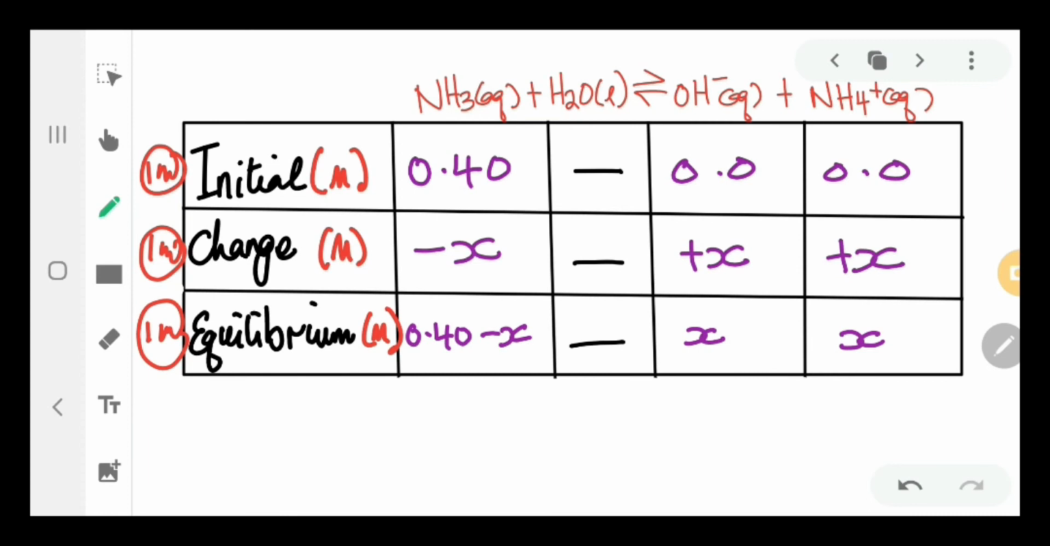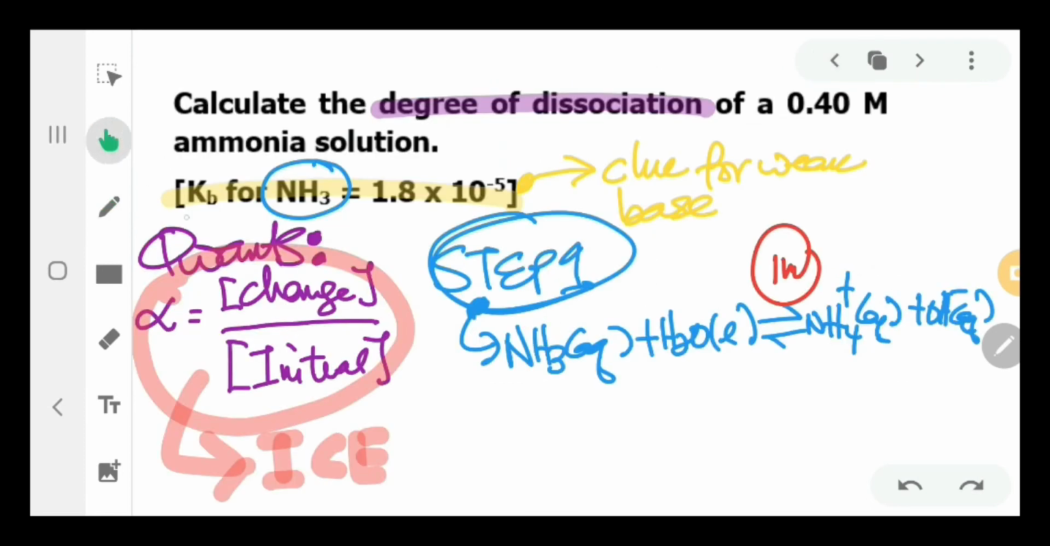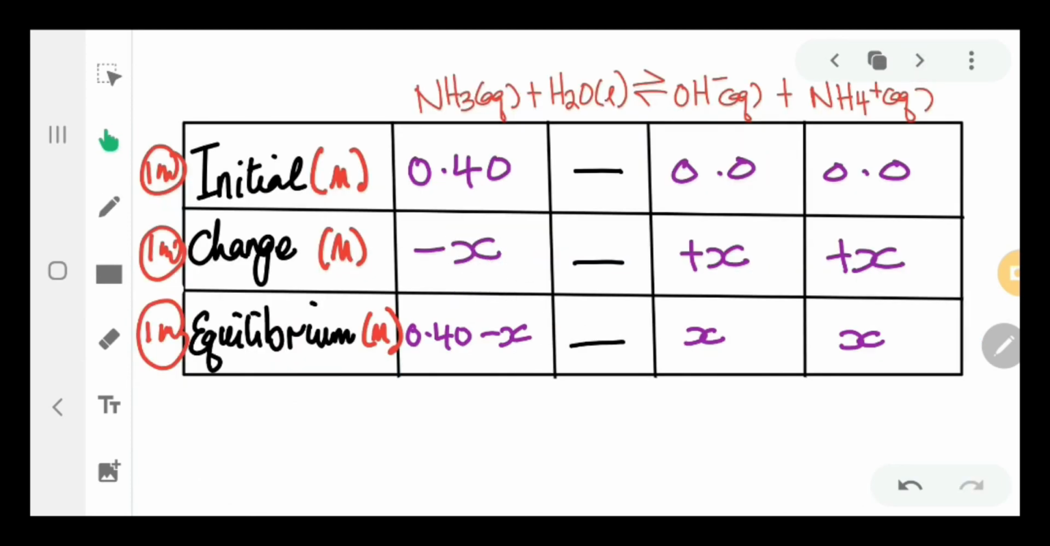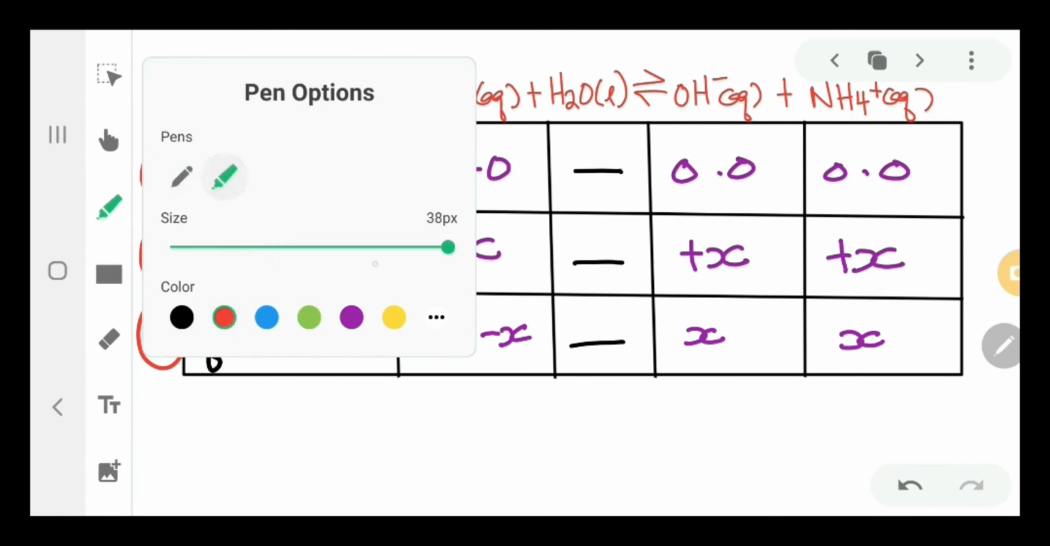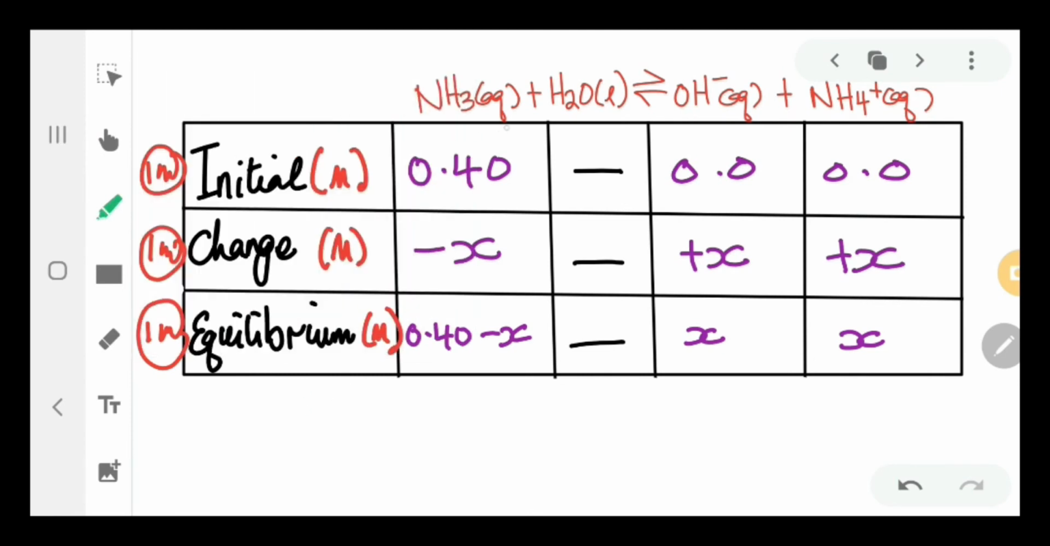Next, what we need to do is write the KB expression, because our mission is to find the change. We know the initial already, okay? We know this initial is equal to this, but what is the change? Remember, to find the degree of dissociation, we need to look at this part. This is the part where we're going to look for the degree of dissociation.